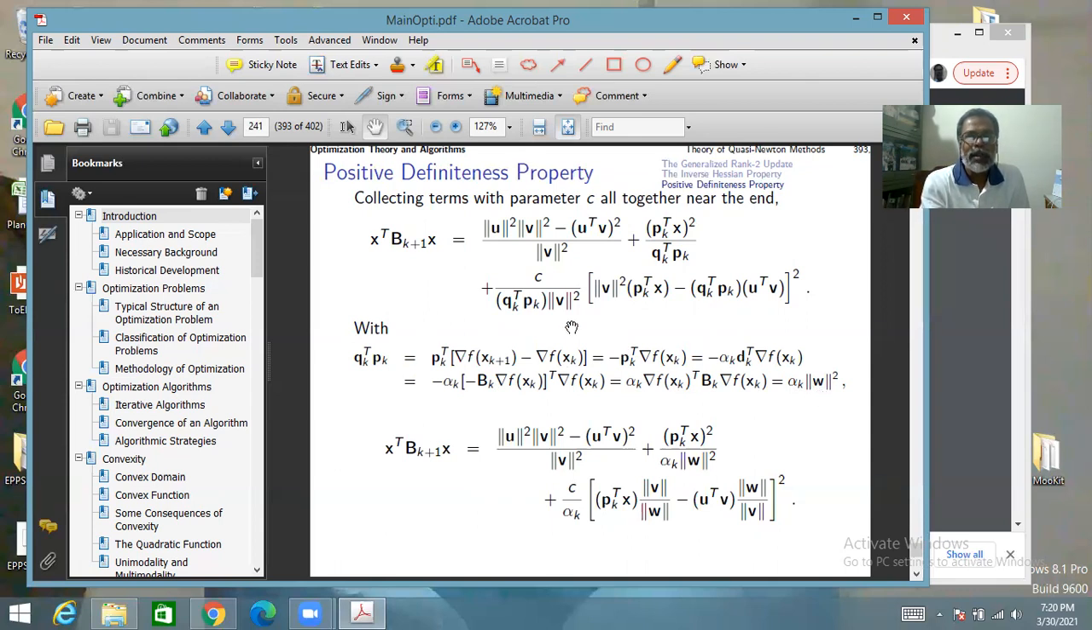As we do that, here you will have alpha k |w|², and here also. So this comes as it is. This comes with this qk transpose pk replaced with this. And here a little more reduction is possible. Not very important, because otherwise also you could see that it is positive. So here this is alpha k, which we keep, and then |w|² |v|². This also is |w|².